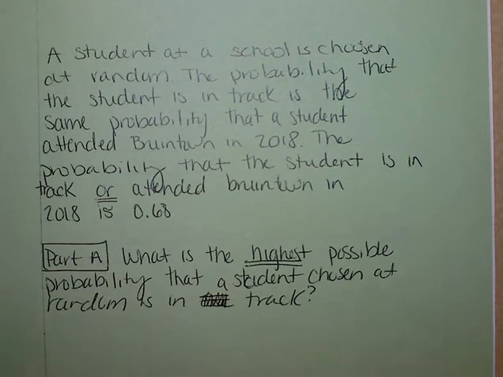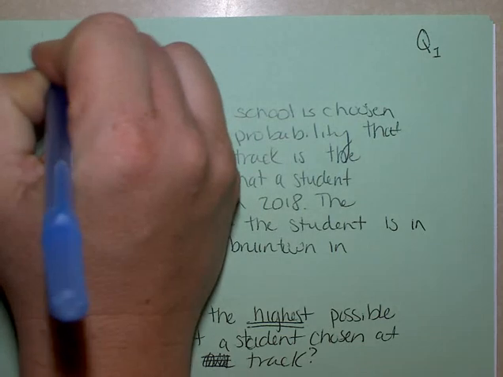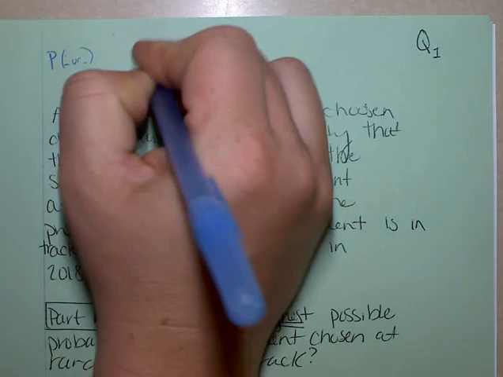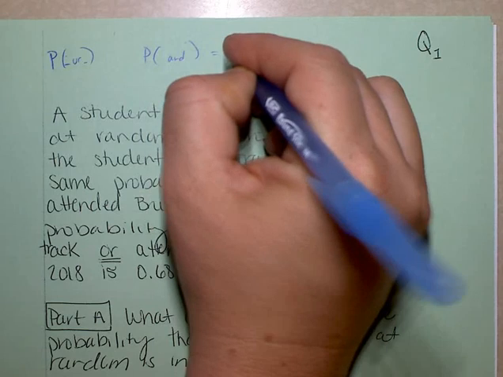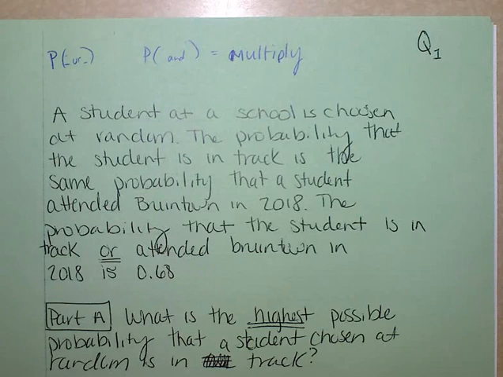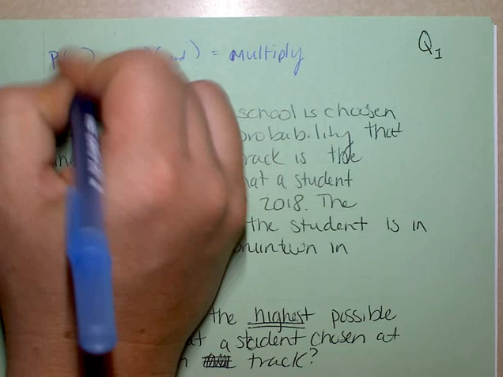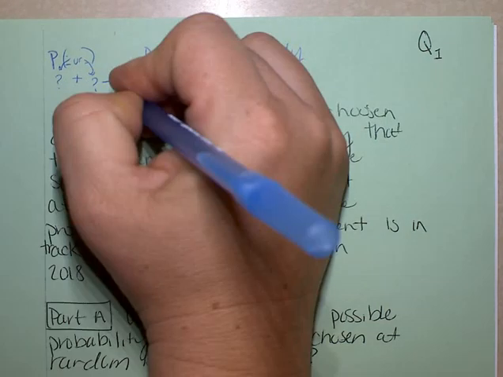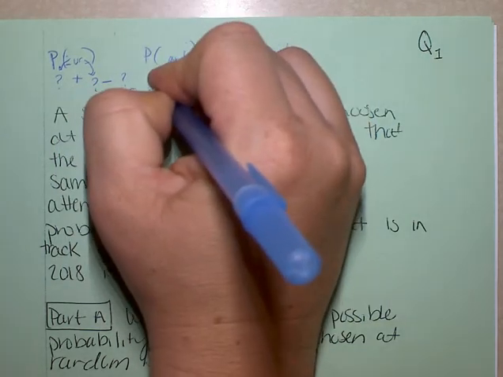So let's go up here and just review really quick. What about and or? When you see an and statement, you're going to multiply. When you see an or statement, you're going to take the probability of the first plus the probability of the second, subtract the probability of the third. And this subtracting part is where they have an overlap.